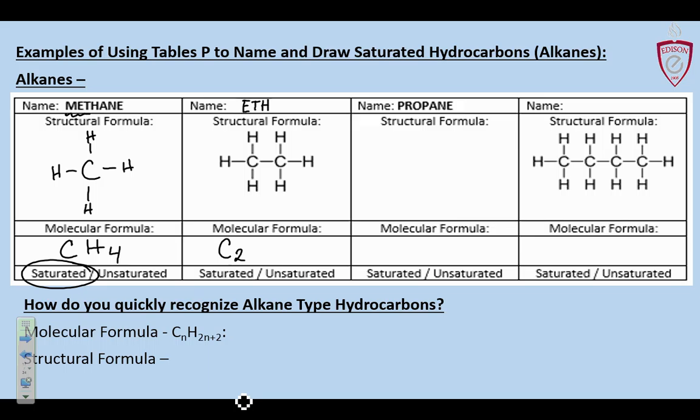Now I'm going to look at the bonding between the carbons. I see it's single bonds. And I look at table Q. Single bonds are alkanes, so that would be "ane," A-N-E. It ends in "ane": ethane.